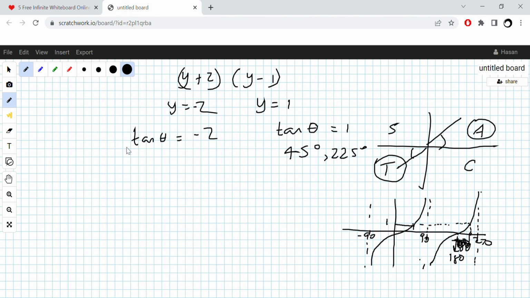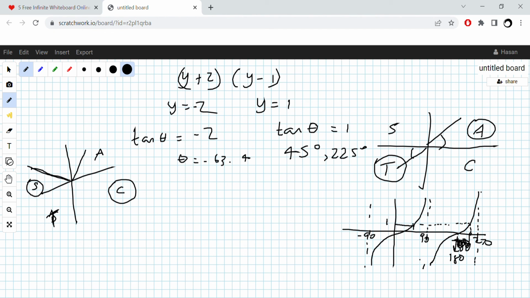In this minus 2 one, we're going to look at our CAST diagram. Since it's a negative number, we want these two sections, this one and this one, because these are when tan is negative. To find these angles, first we're going to do the inverse of tan minus 2. Inverse of tan minus 2 gives you minus 63 degrees. Theta equals minus 63.4 degrees, which we can basically say is the same as this being 63.4.